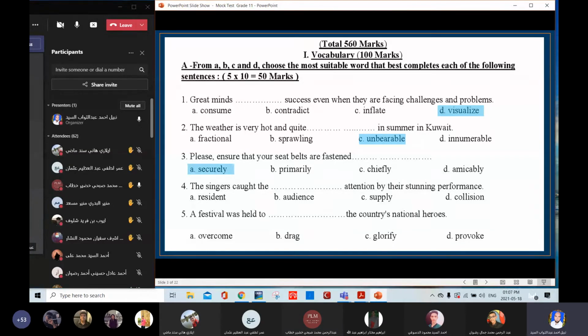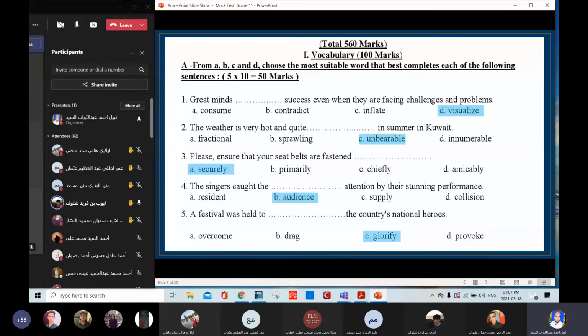Number 4, Munir. The singers caught the attention by their stunning performance. Stunning means surprising, exciting. Yes. Stunning performance. Who was listening? Yes? Audience. The audience. Very good. So the audience were listening to the singers. So the singers caught the audience's attention. Thank you. Ayub Ben Farid. A festival was held to the country's national heroes. Glorify.